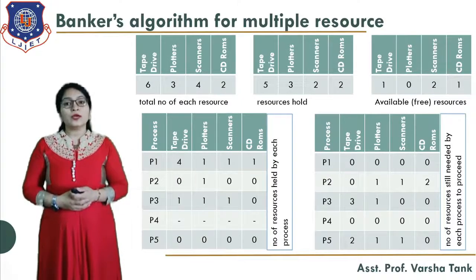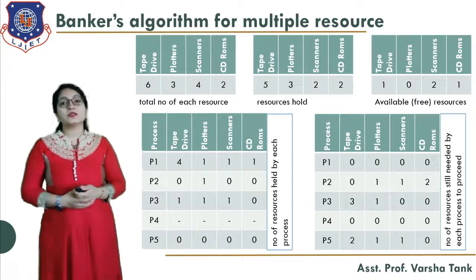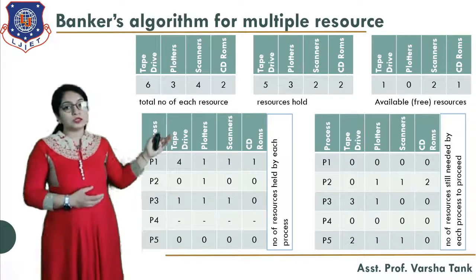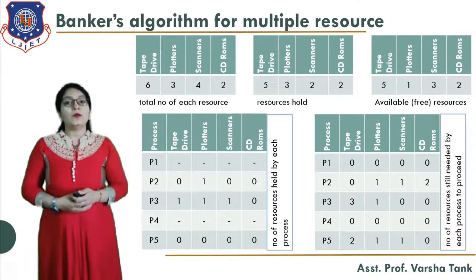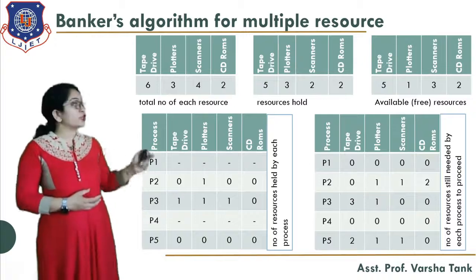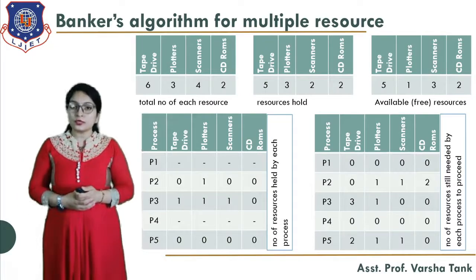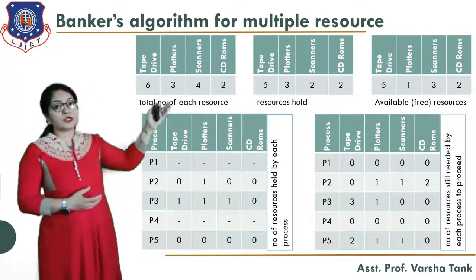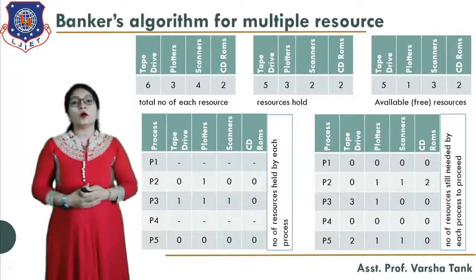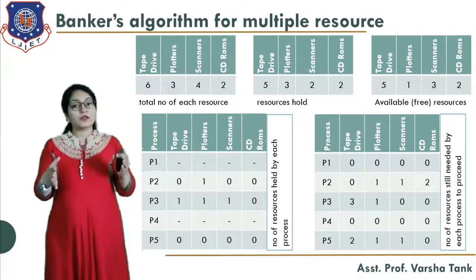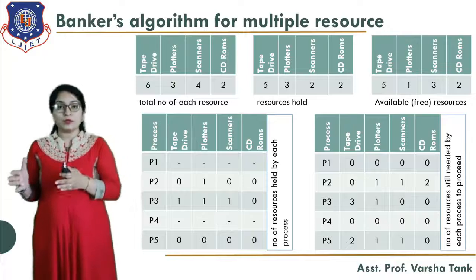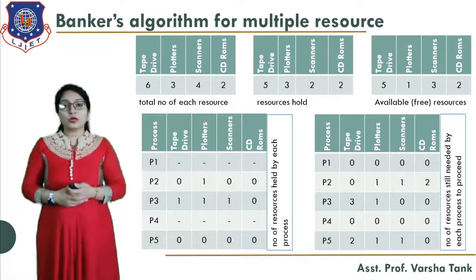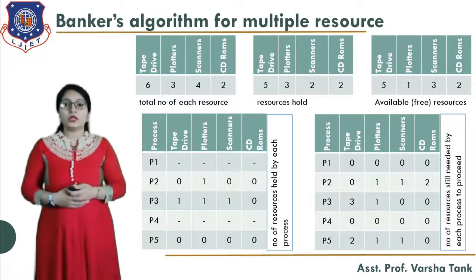You can go with this order also. So here we will complete P1's execution. We will assign the resources to the P1 process, and when P1 completes its execution, it will release all the resources. So here you can see the resources now available, that is 5132, because whatever resources were held by the process P1 are also freed. So total available resources is 5132.